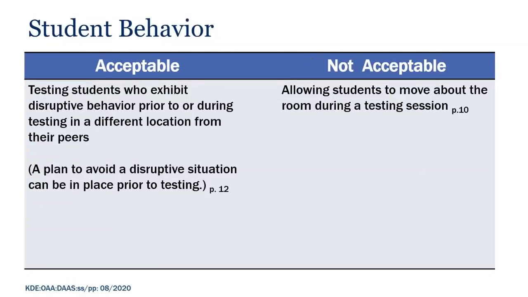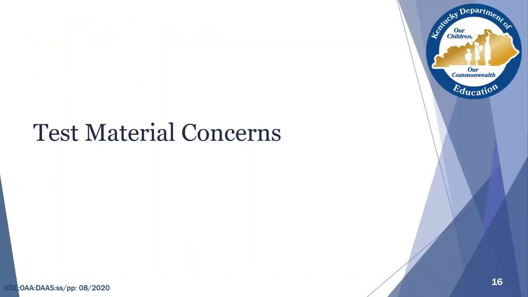Test administrators do not have to wait for an incident to happen during testing to arrange for a student to test in a different location from his or her peers. This is considered a local arrangement. An IEP, 504 plan, or PSP is not required for this adjustment. It is essential to secure testing materials before, during, and after state assessments. What does the regulation say about reporting test material concerns?